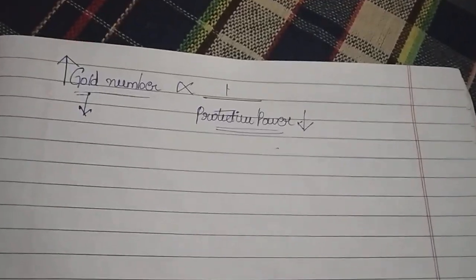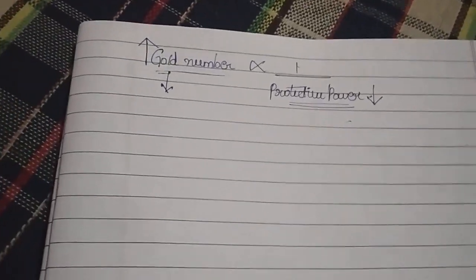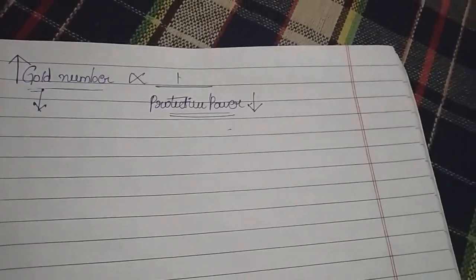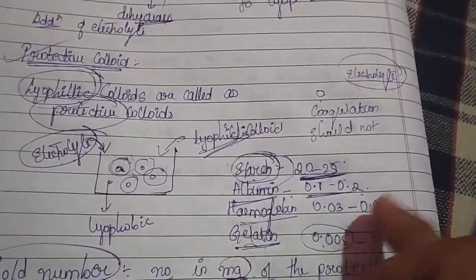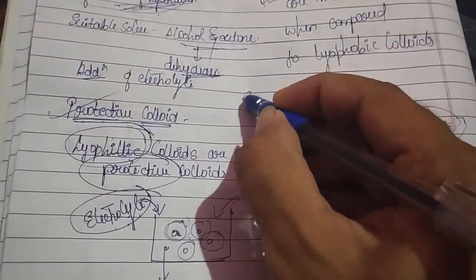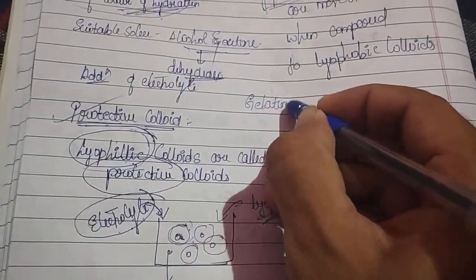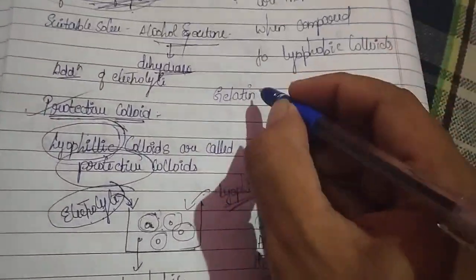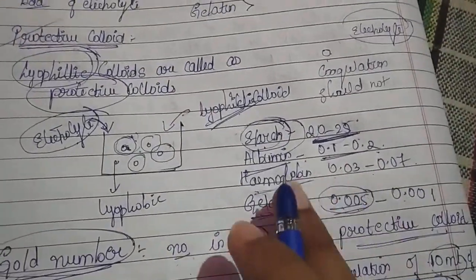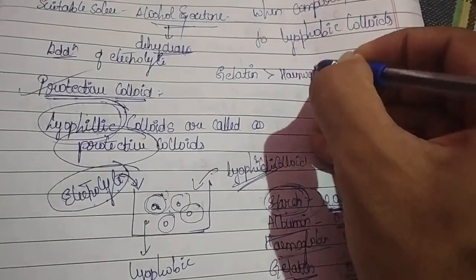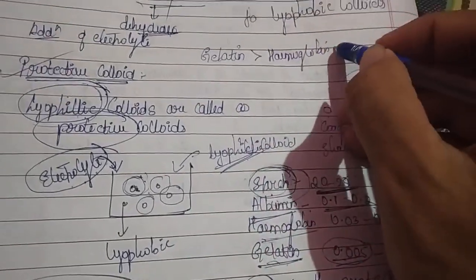Now, when the question arises to arrange starch, albumin, hemoglobin and gelatin according to their protective power, how can we do it? First will be gelatin, which has the highest protective power because it has the least gold number. Then next will be hemoglobin. And then you will have albumin.